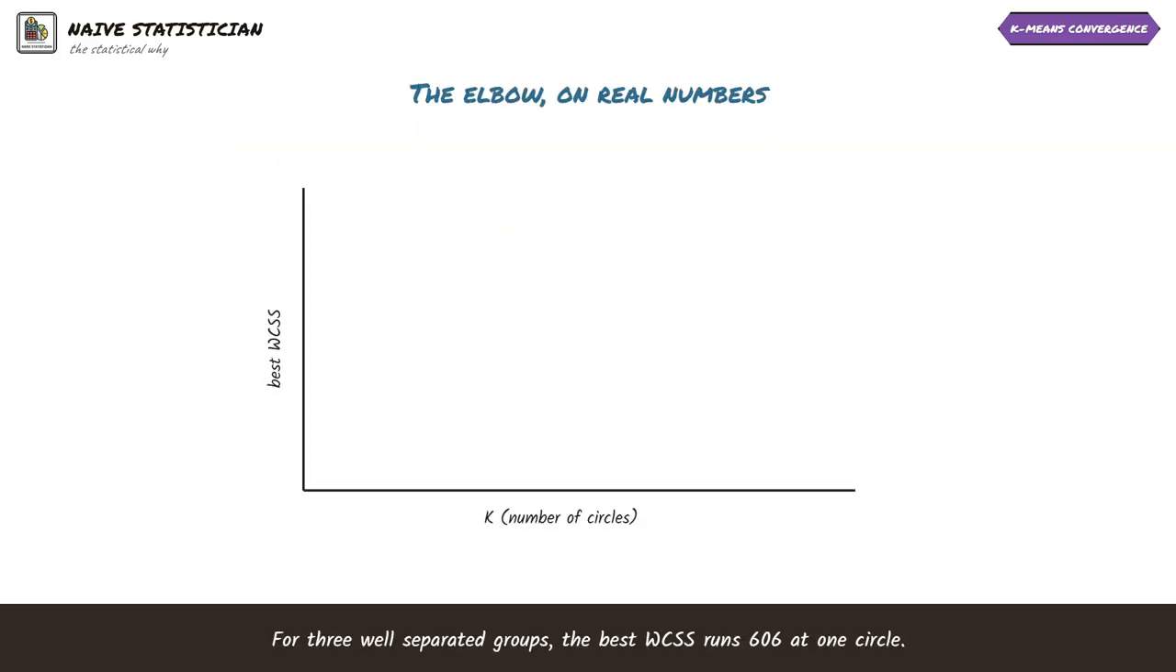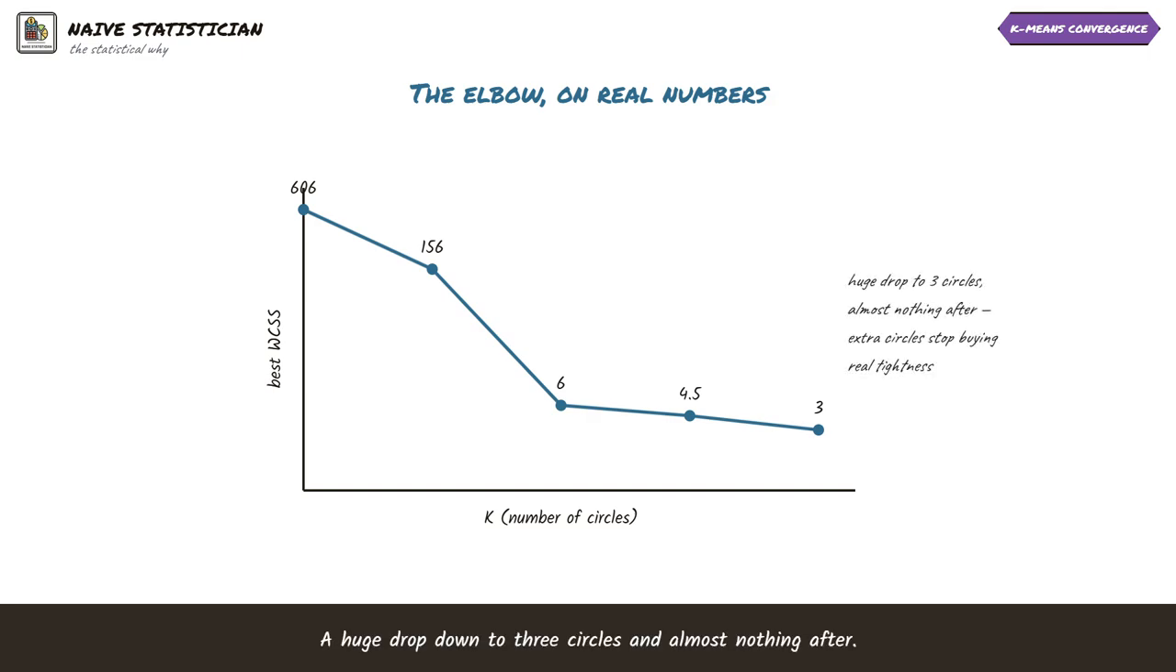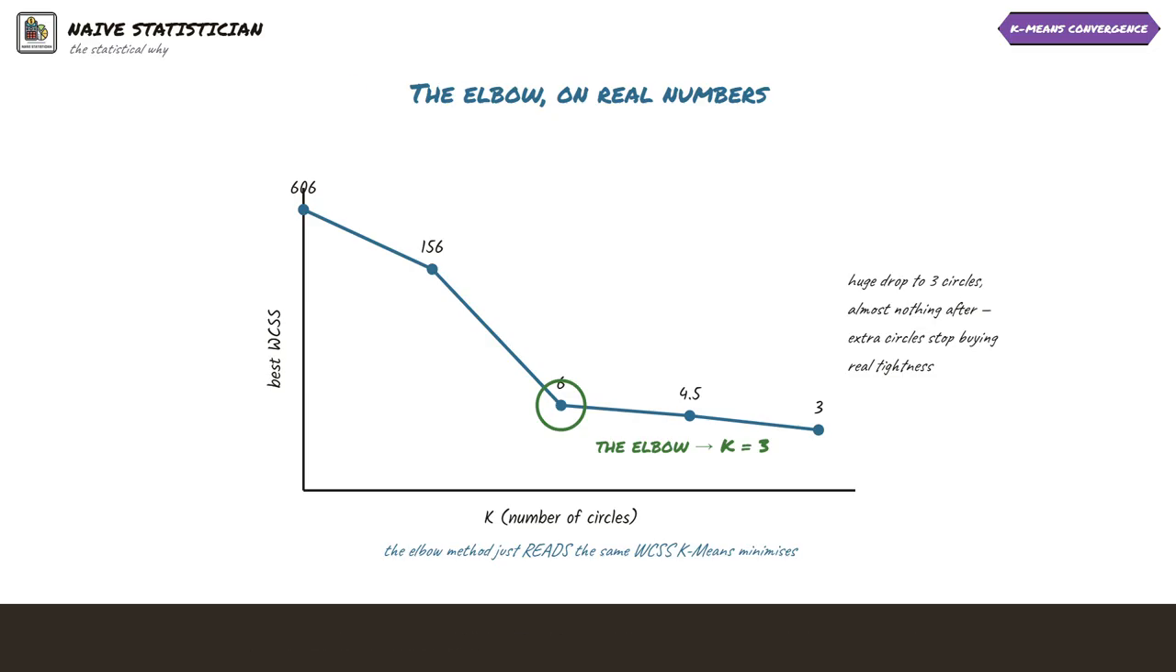For 3 well-separated groups, the best WCSS runs 606 at one circle, 156 at 2, just 6 at 3, then 4.5, then 3. A huge drop down to 3 circles and almost nothing after. Plotted, the curve bends sharply at 3 like an elbow. That bend where extra circles stop buying real tightness is the natural number of clusters. The elbow method is simply reading the same WCSS that K-means minimizes.